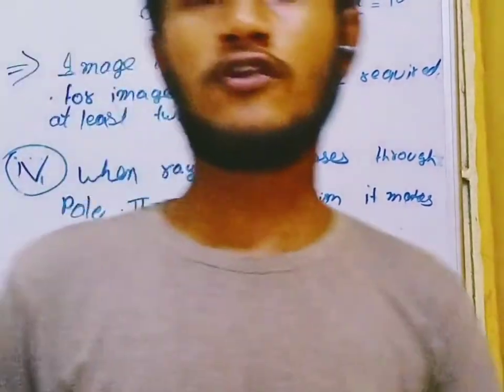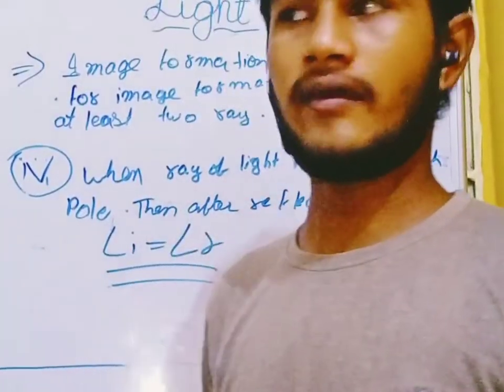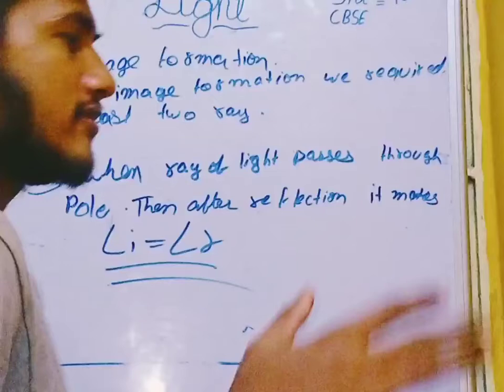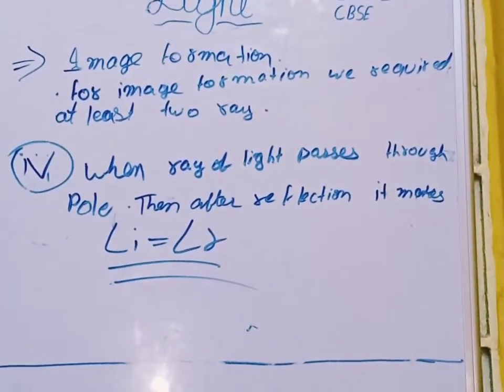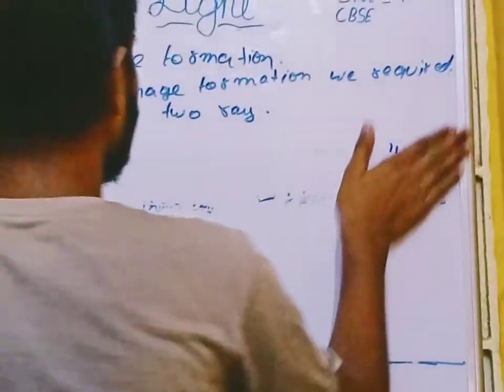Okay, we have seen the general rules for drawing a ray diagram. Now let us see image formation by a concave mirror.